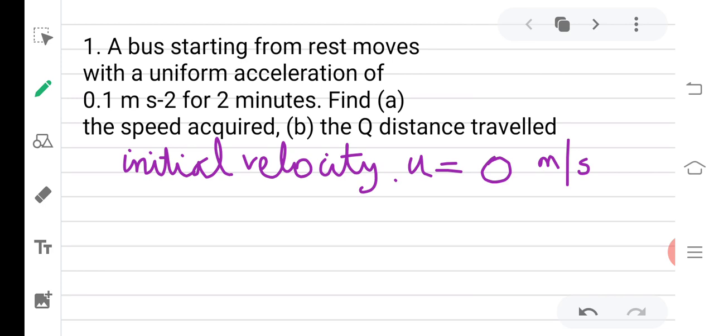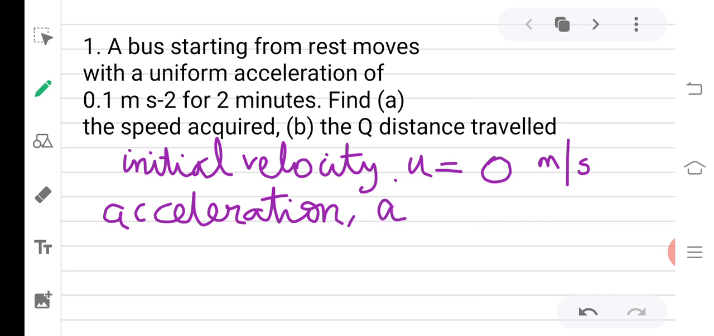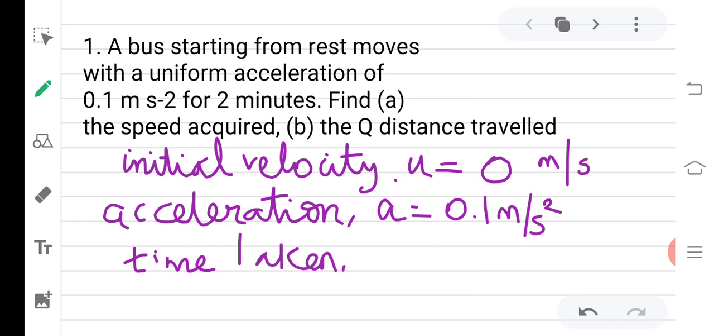Next, the acceleration a is given as 0.1 meter per second square, and the time taken t is equal to 2 minutes. It is given as 2 minutes.